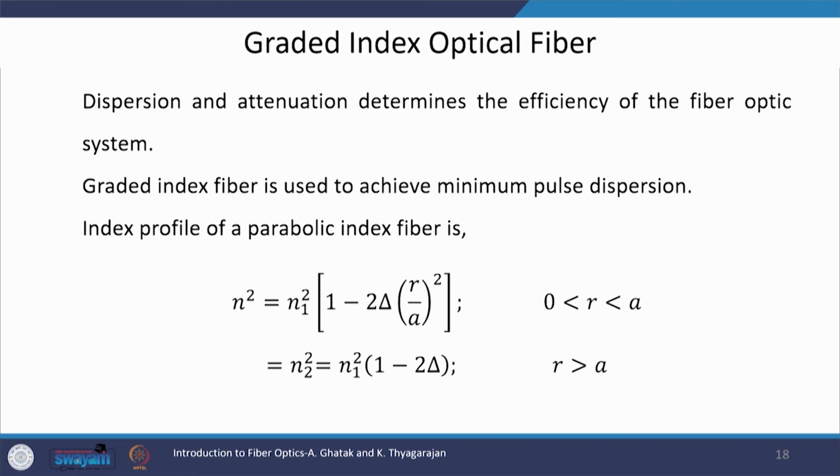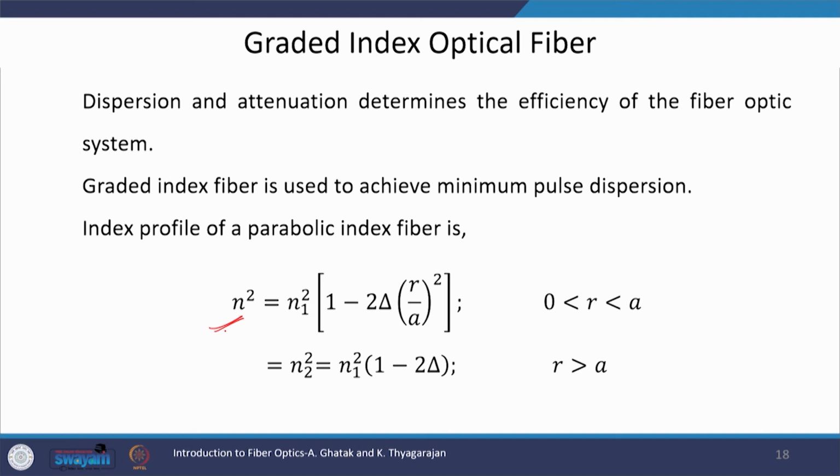Now, the pulse broadening can be avoided if we use graded index fiber instead of step index fiber. What is graded index fiber? In step index fiber, what we saw is that the core has a constant refractive index and the cladding has another constant refractive index. While in graded index fiber, the refractive index of the core varies gradually, and this variation is given by this expression here. Inside the core, this is the variation of refractive index, while outside the core in the cladding, this is the variation of refractive index.